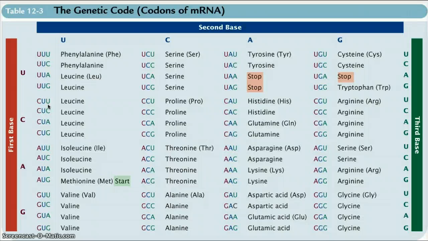And then the other thing is that the genetic code contains start and stop codons. So there's one start codon and it's AUG, and this is always at the beginning of the gene that's being translated. And there are several stop codons that are always at the end. So UAA, UAG, and UGA. Okay, so there's the genetic code.